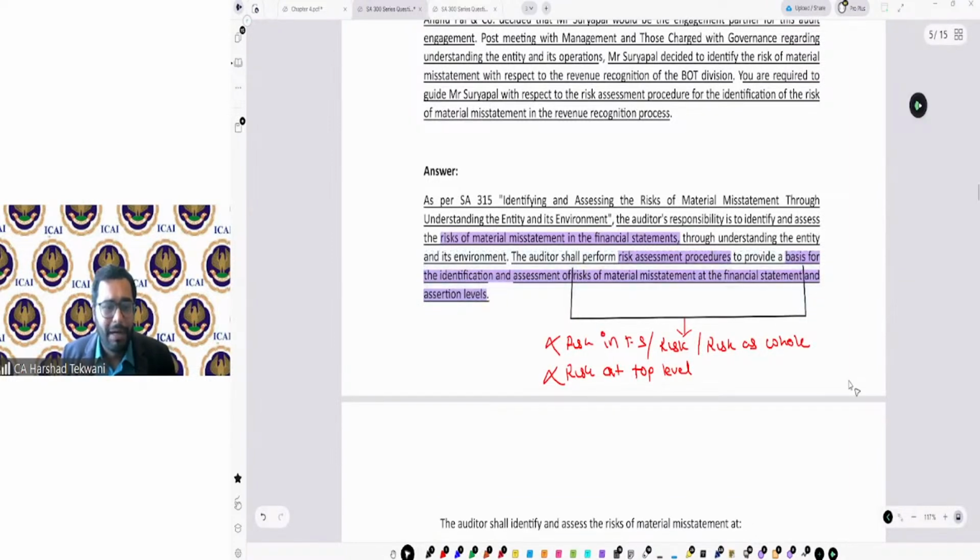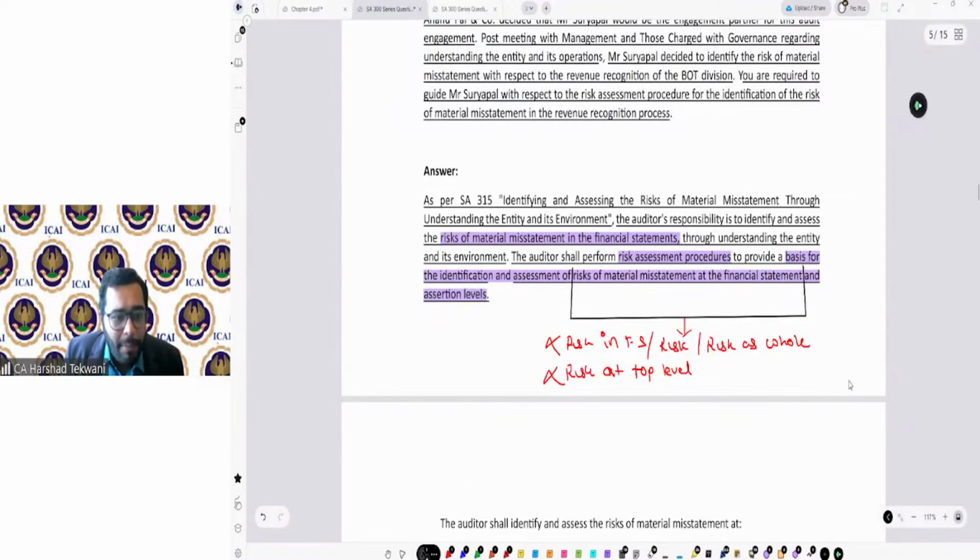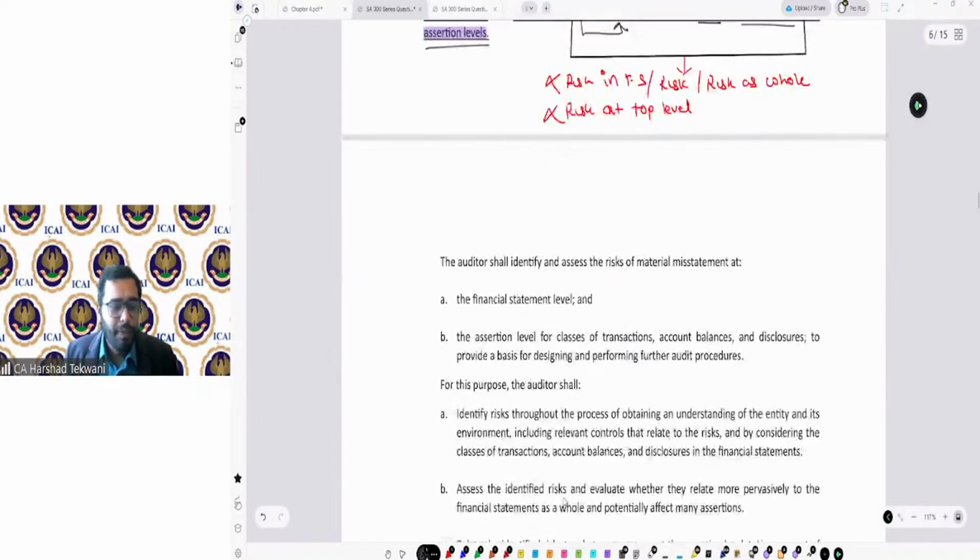Very important part it is. You need to write that particular keyword as it is. So it is talking about risk, which is about material misstatement. Risk which relates to material misstatement at the financial statement and at the assertion level. Okay, so these are the keywords that we need to keep in mind while writing the answer. Then the auditor shall identify and assess the risk of material misstatement.